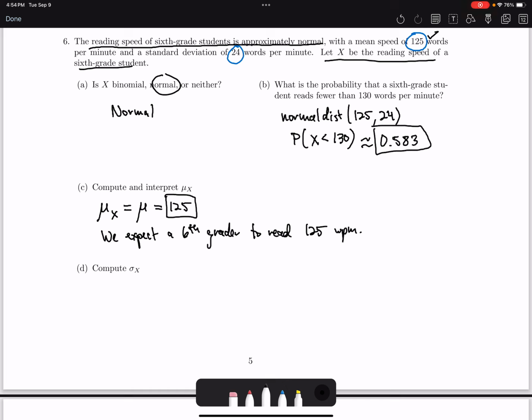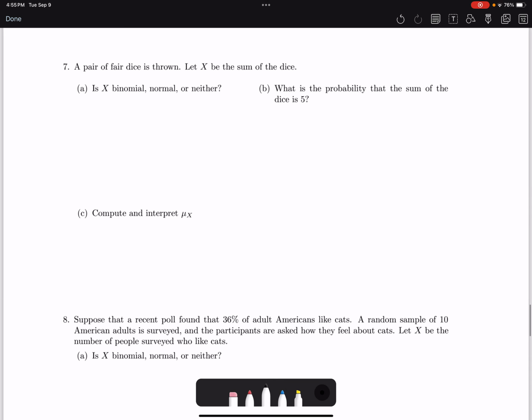Part D says compute sigma sub x. Well, again, for a normal random variable x, sigma sub x is just going to be sigma. It's just going to be the standard deviation of the distribution, which we were told was 24, right? We were given that information there. So that's all there is to number 6. Let's move on. Look at another one.